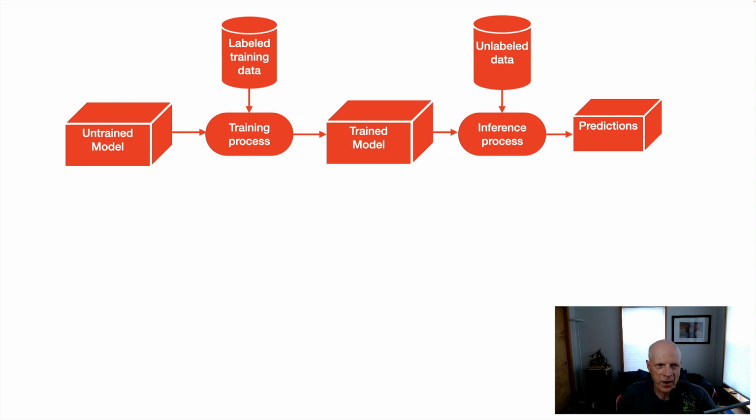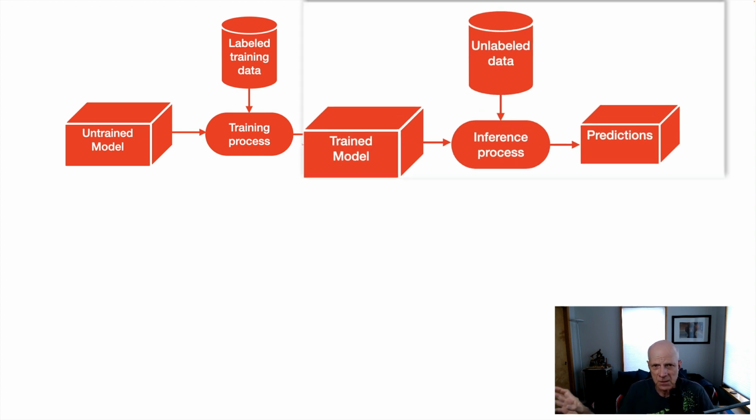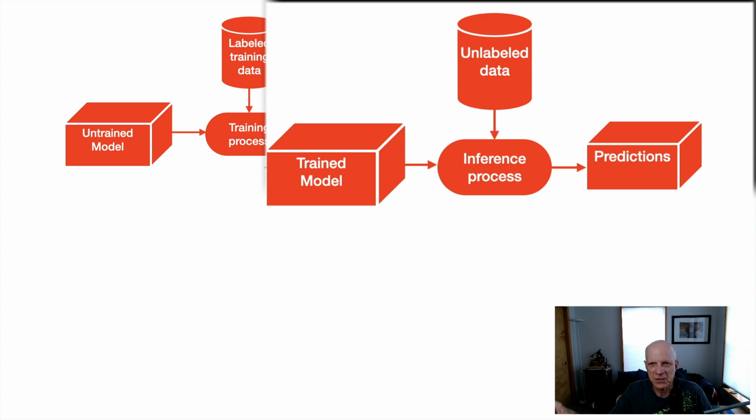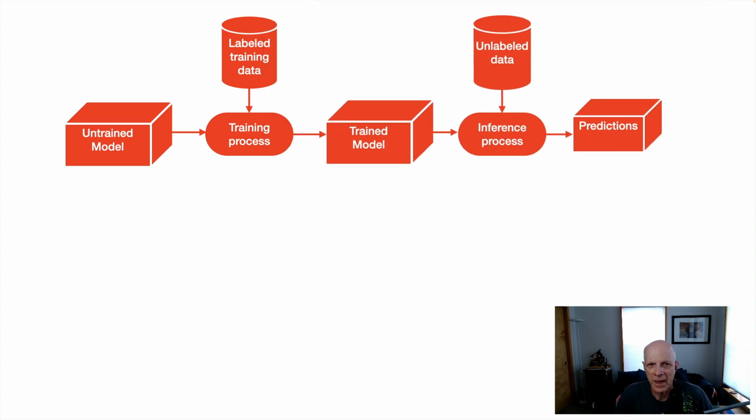Here's a diagram of what we've done. We started off with this untrained model, and we have a labeled training data set, and that's the training process where we take this labeled training data, and through some process we've created a trained model in our brain, this abstraction. Once we have this model, we can then use inference, going from the trained model onto predictions in this little chart. For that, once we have the trained model, we can take unlabeled data and through an inference process make predictions.